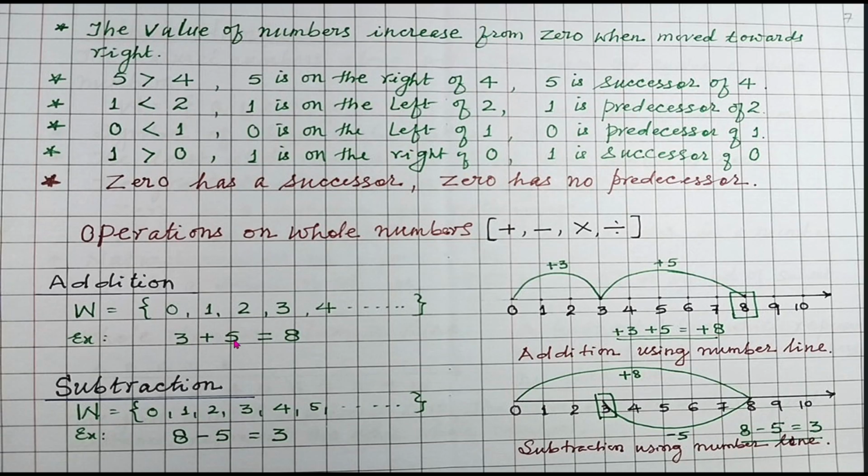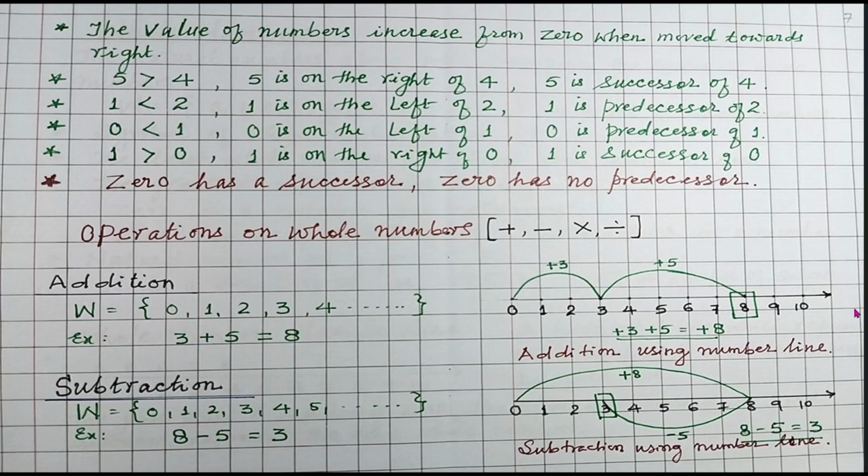Now the next point of discussion is the operations on whole numbers, that is addition, subtraction, multiplication and division. We can add two whole numbers and get a whole number again, and we can subtract two whole numbers only if the first number is greater than the second, and again we get a whole number. And this can be shown using a number line.